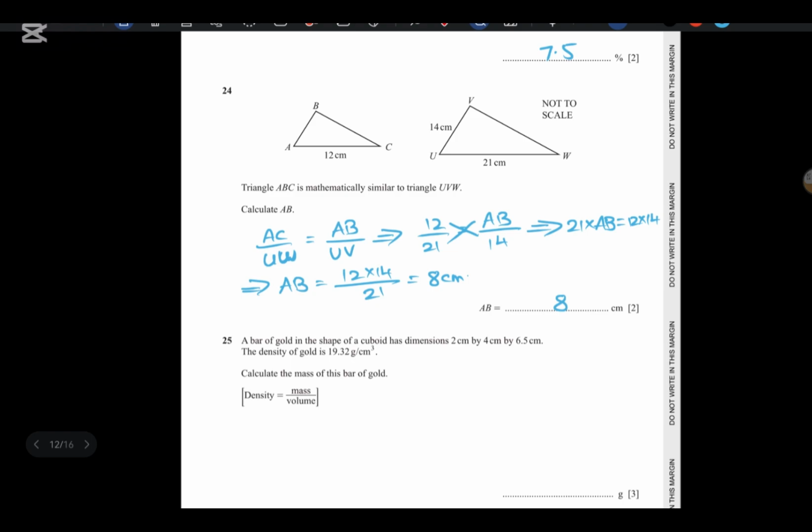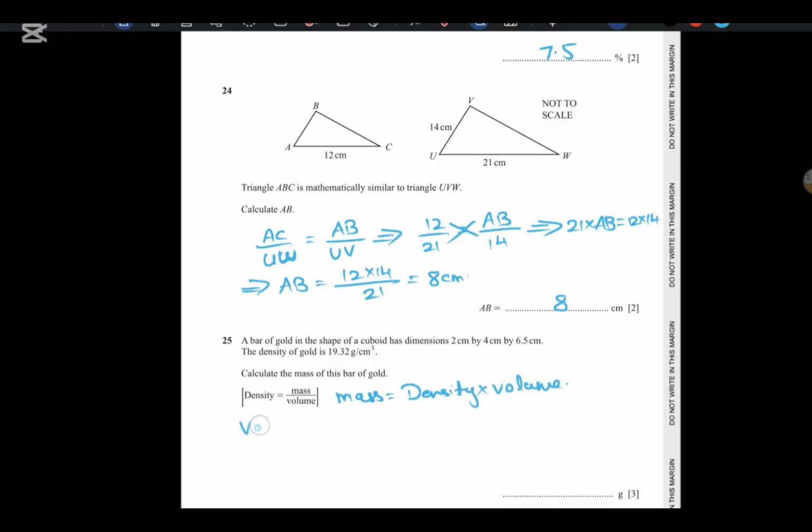A bar of gold in the shape of a cuboid has dimensions 2, 4, 6.5 centimeters. It's in the shape of a cuboid. The density of gold is 19.32 grams per centimeter cube. Calculate the mass of this bar of gold. Okay, so the density formula is already given to us. Density is equal to mass divided by volume. So mass will be density multiplied by volume. So write down that mass is equal to density into volume.